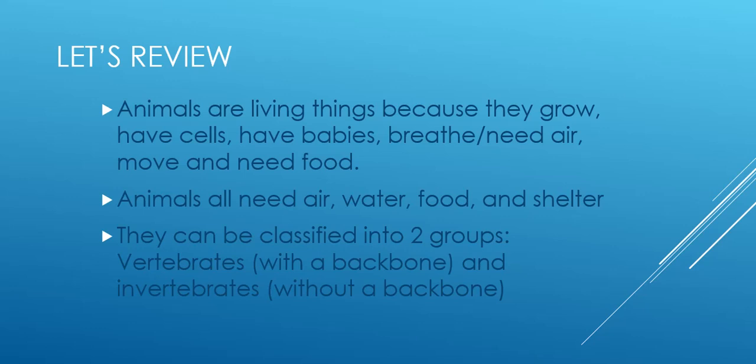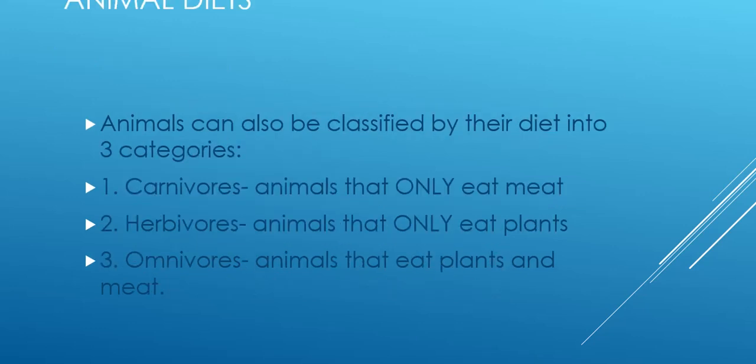We can classify animals into two groups, which is vertebrates, they have a backbone, and invertebrates, which do not have a backbone. Definitely remember that vertebrates have a backbone and that invertebrates do not have a backbone. That's an important information to remember.